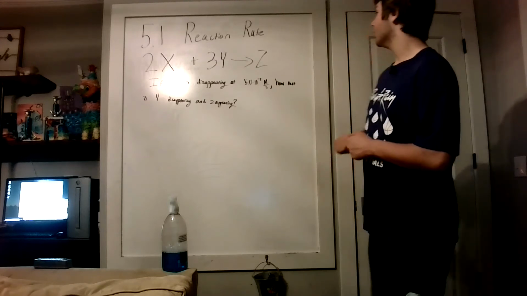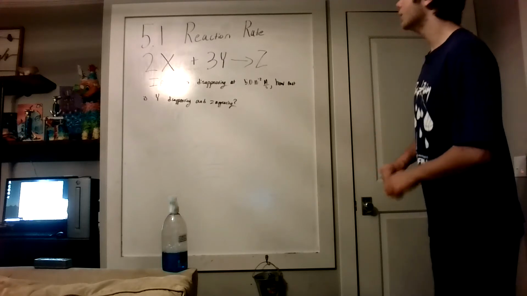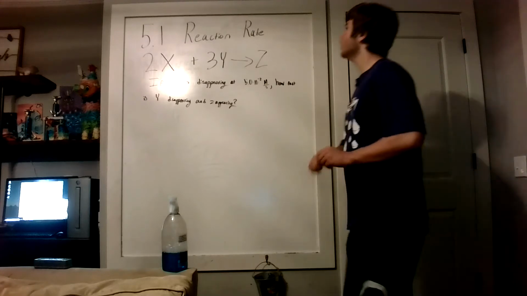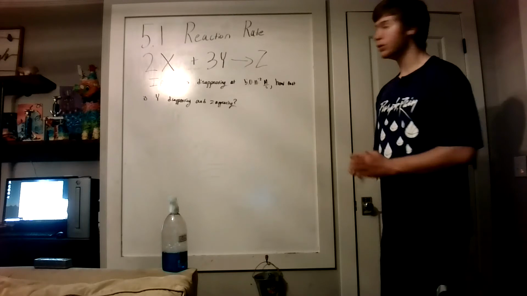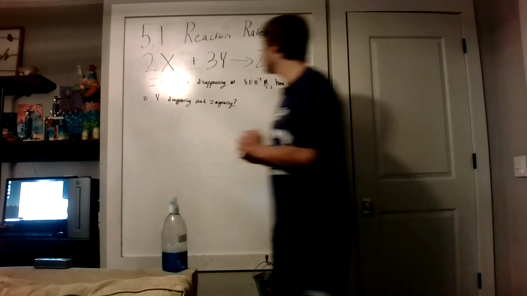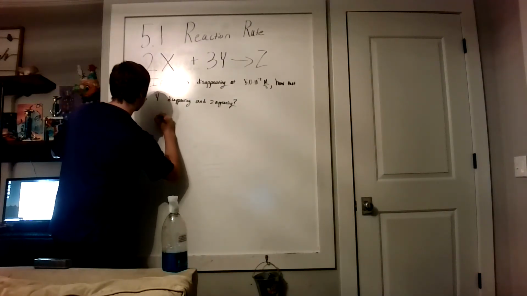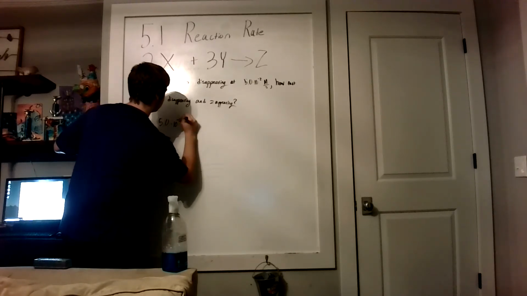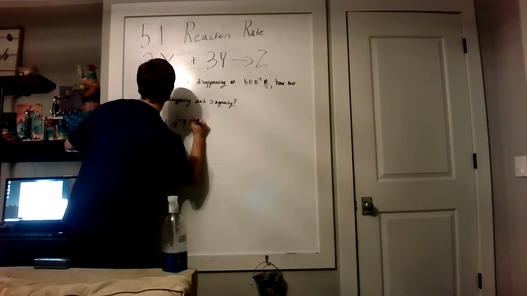If X is disappearing at 5.0 times 10 to the negative second molarity per second, how fast is Y disappearing and Z appearing? So, with reaction rate, all we need to do is use mole ratio to determine the rates of the other two species. So, if we know that X is disappearing at 5.0 times 10 to the negative second molarity per second, all you have to do is multiply by molar ratio.